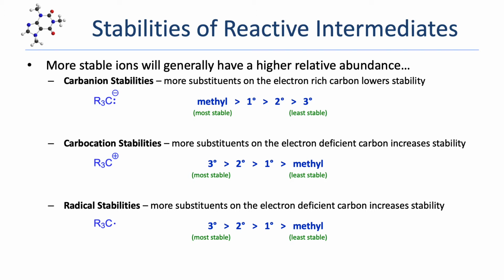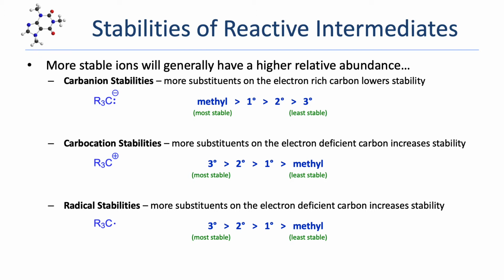The three major forms of reactive intermediates are carbanions, carbocations, and radicals. Now, only two of these are actually pertinent to mass spectrometry, the carbocations and the radicals. But I think it's a good idea to go ahead and talk about all three at once.